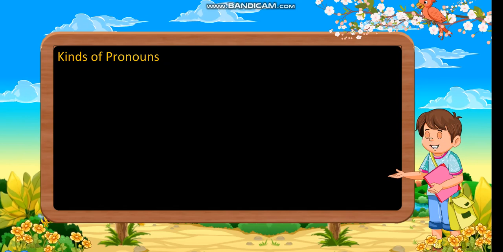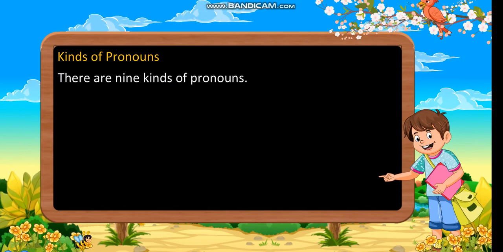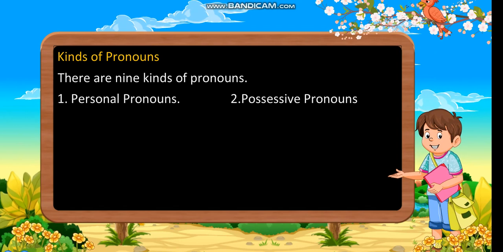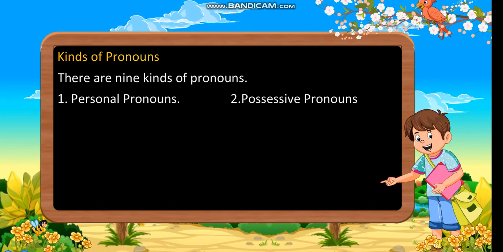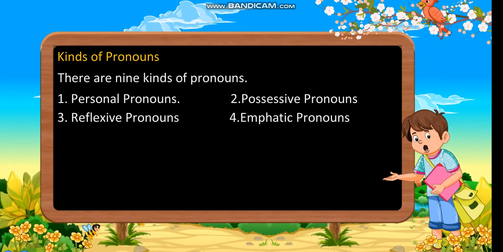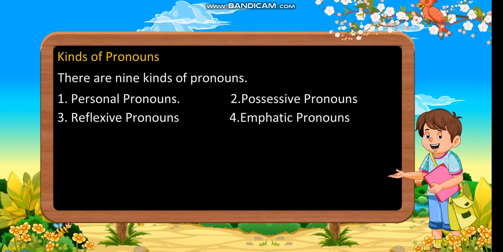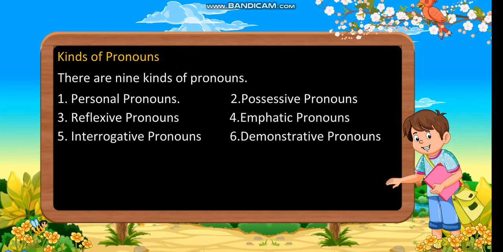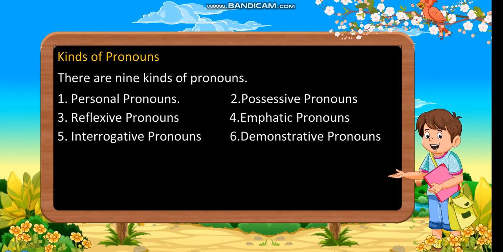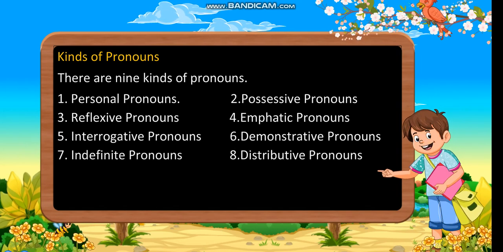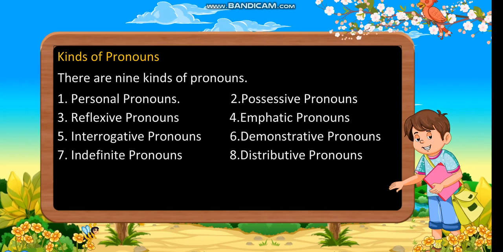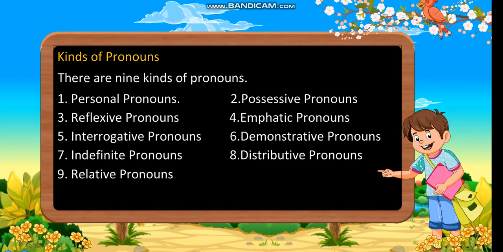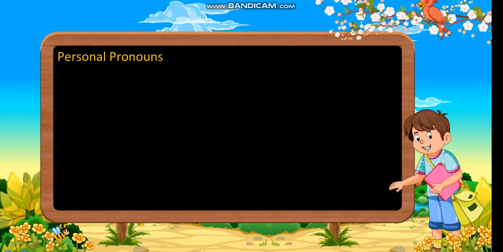Kinds of pronouns. There are 9 kinds of pronouns. First, personal pronouns. Second, possessive pronouns. Third, reflexive pronouns. Fourth, emphatic pronouns. Fifth, interrogative pronouns. Sixth, demonstrative pronouns. Seventh, indefinite pronouns. Eighth, distributive pronouns. Ninth, relative pronouns.